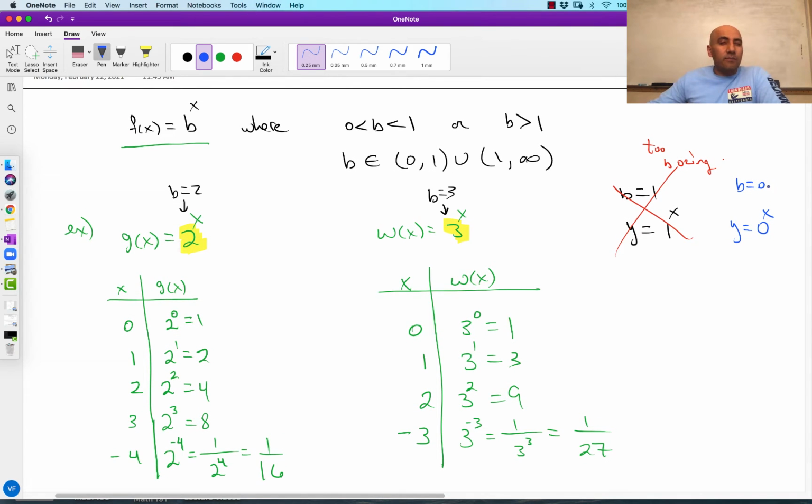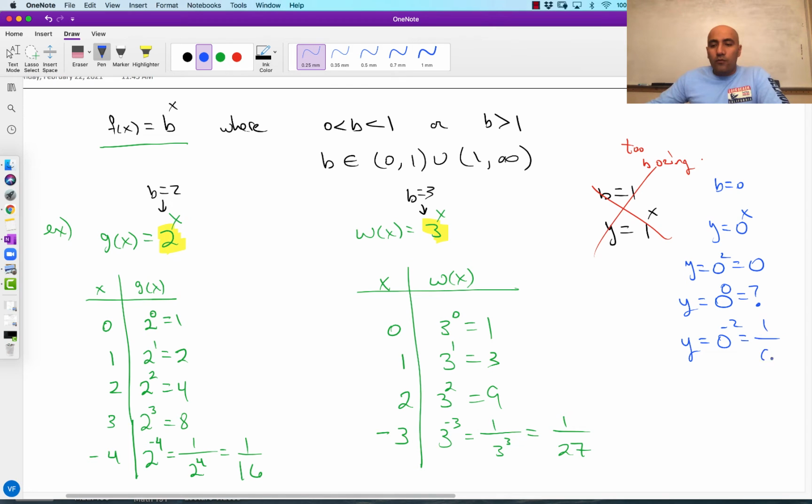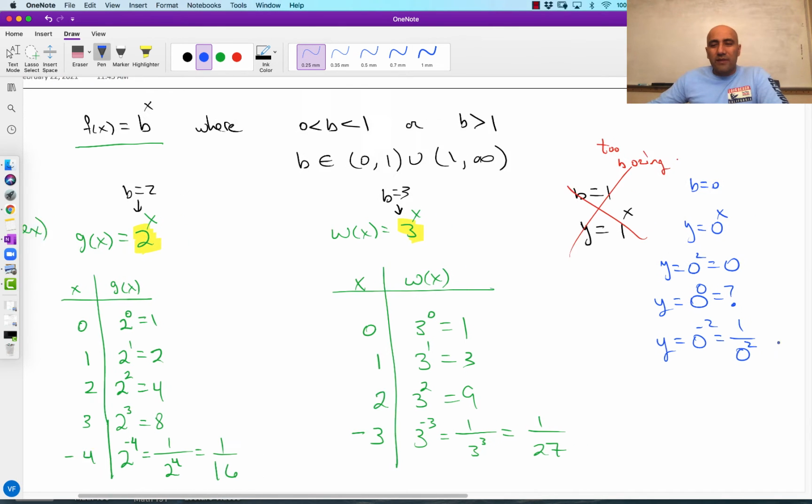We'd have 0 to the power of 0. We've never really explored that. And if x is negative, like 0 to the power of negative 2, to get rid of the negative, we move it underneath. We could have 0 to the second power, no problem, that's 0. But 0 to the power of 0 is just weird. We never really thought about that. We could have y equals 0 to the negative 2 power, which would make it 1 over 0 squared, which would then be undefined.